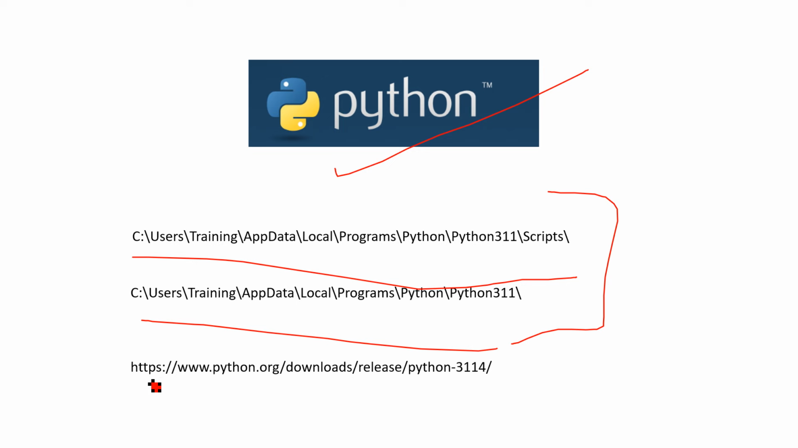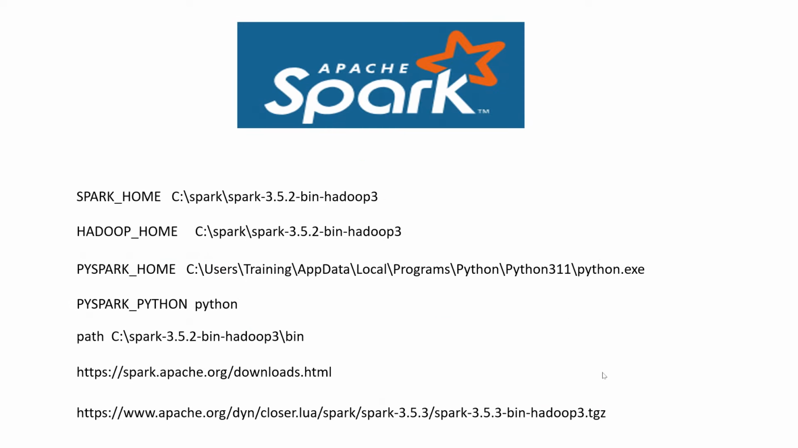Followed by that, we are going to install Python 3.11.4. The reason why is that PySpark is not compatible with the latest versions of Java, and it's getting crash. I'll let you know in detail.